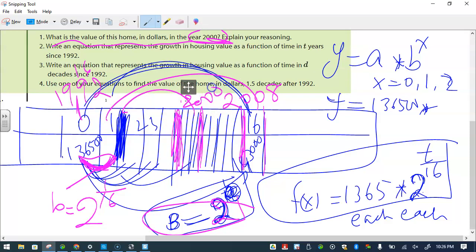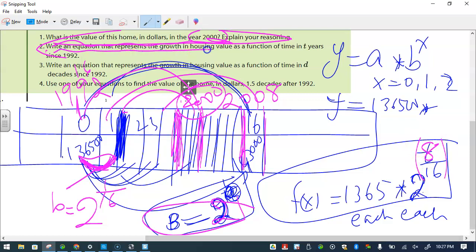Now, 1992 to 2000 is 8 years, right? So in this part you put 8. That's it. So simple. So what will be this answer? It's like 2 raised to this. So there you go. You just put this on the calculator and get the answer.